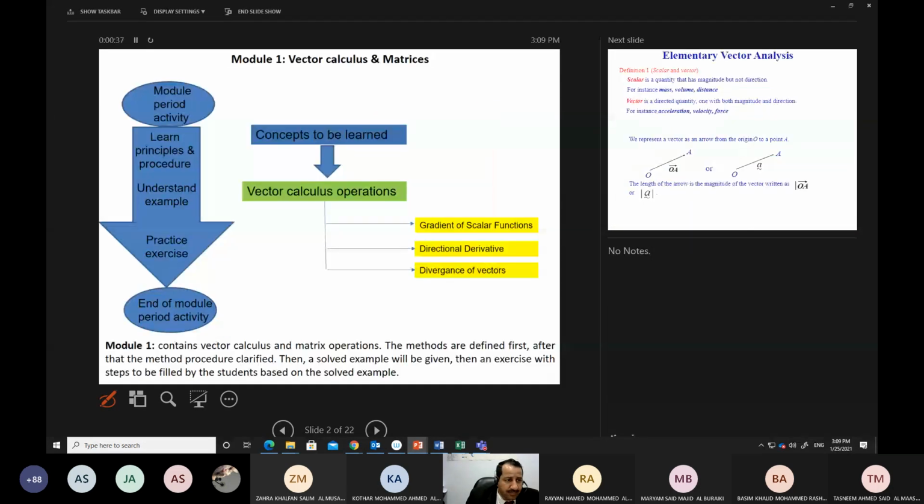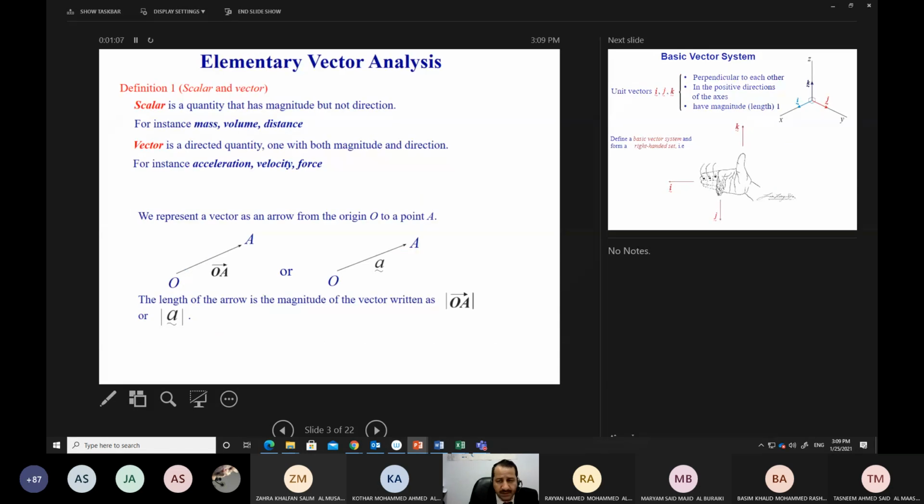In this module, we have 1 point to focus on, which is vector calculus operations, where we are going to talk about gradients of scalar functions, directional derivatives, and divergence of vectors. We will solve a problem together. Today, I just want to revise with you what you studied related to vectors in semester 1, because I need to remind you, then we will build on this in our topics.